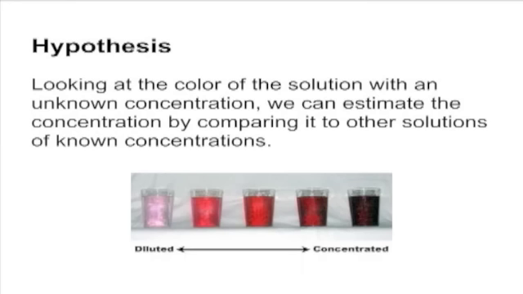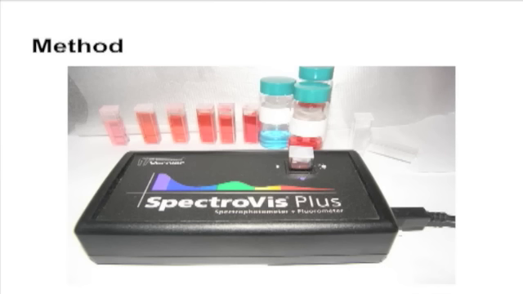We hypothesized a range of potential concentrations based on the clarity or color of the solution, and came up with an estimate by comparing the solution to other solutions of known concentrations. As this picture illustrates, the lighter the solution, the less concentrated. The darker the solution, the more concentrated.